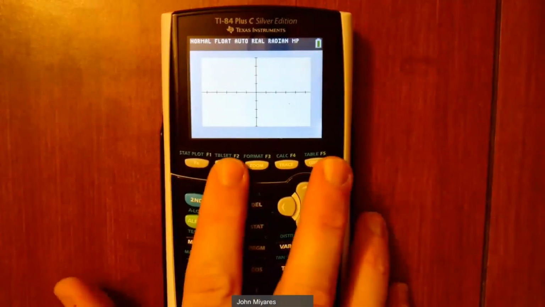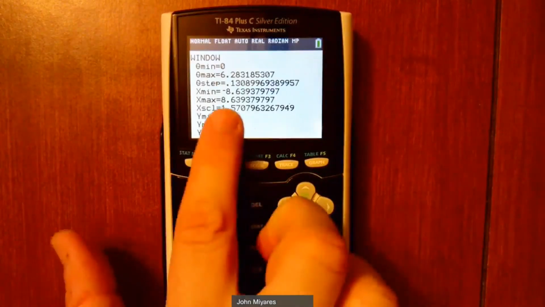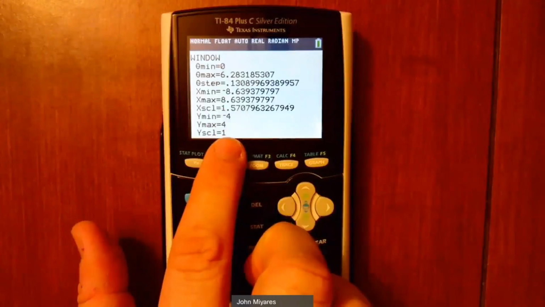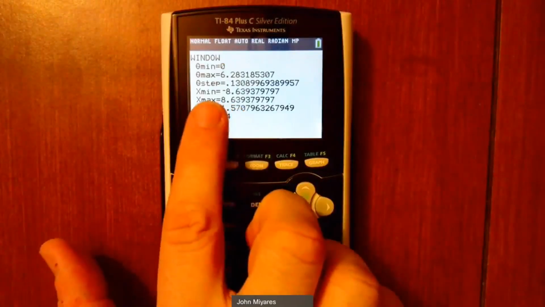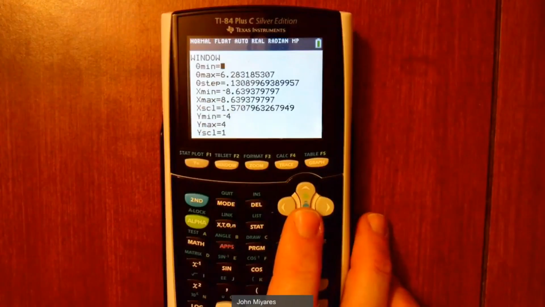and then I want to check my window settings. Let me hit the window button here. Notice that we have different values here for x and y that are set on our window. However, we also have theta min, theta max and theta step. That is going to be something that will help us as we trace on these graphs and look at points with respect not just to x, y, but in terms of r, theta.